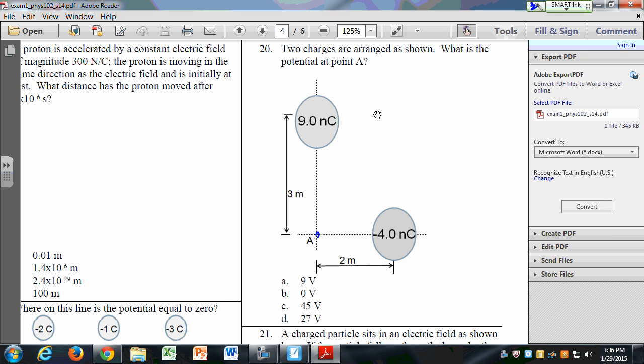I just say, all right, at this point, I have two potentials. My potential is going to equal, I'll call this charge 1, charge 2, the potential due to charge 1 plus the potential due to charge 2.